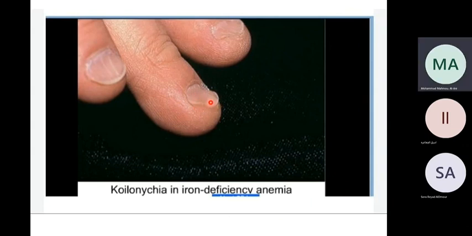The other slide, can anyone tell what it is? These are the nails of a patient with iron deficiency anemia, and it's called koilonychia. It is spoon-shaped. If you put a drop of water on a normal nail, it will split down. But here, because it is spoon-shaped, the drop stays, and this is particularly peculiar to iron deficiency anemia. So, koilonychia.